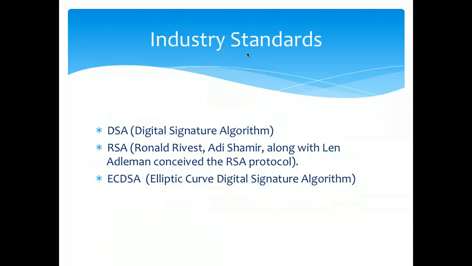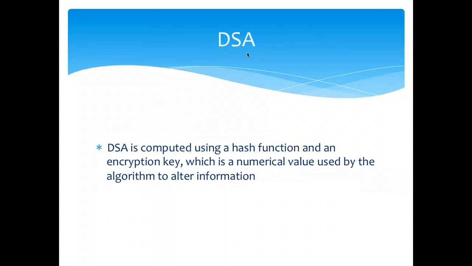There we go. There's three standards of digital signatures. There's the RSA, which is actually named after the guys who developed the protocol. That's basically a basic standard of it. The DSA, which is the digital signature algorithm, which is the most commonly used one, and the ECDSA, which is an elliptic curve digital signature algorithm, and we'll get to these right now.